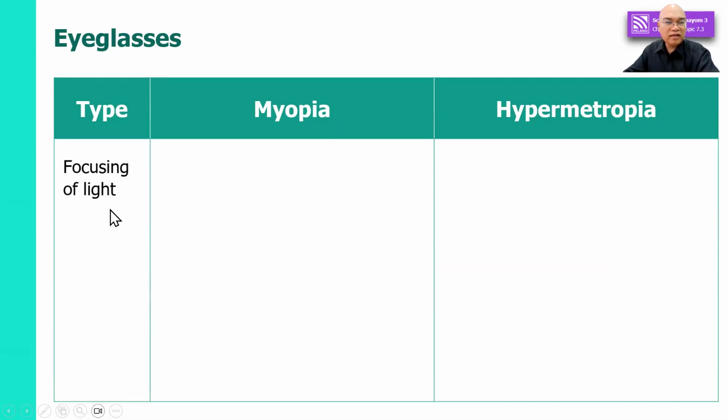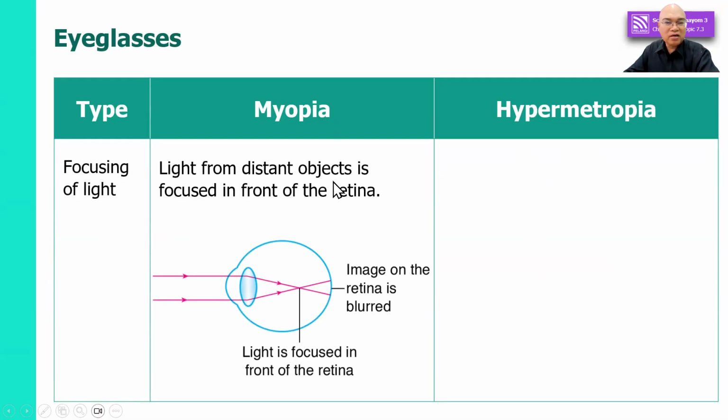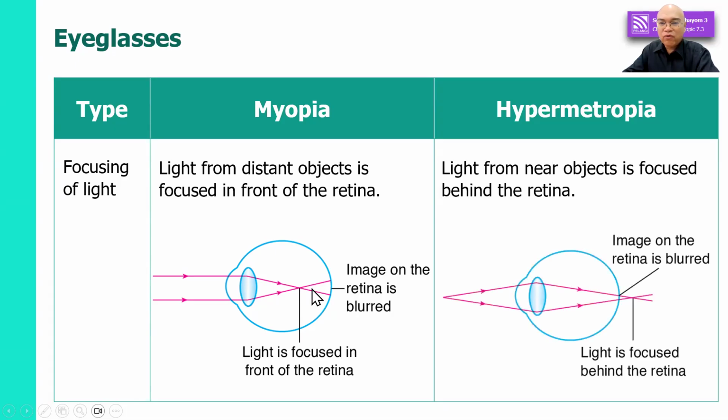Okay, focusing of light. Light from a distant object is focused in front of the retina. All right, this is the retina, right? Where the image should be formed clearly. What happens? The image is formed right here because the light is focused in front of the retina. That's why the image is blurred. For the hypermetropia, light from the near object, this is the near object, is focused behind the retina. This is the retina, but it's behind. What happens?